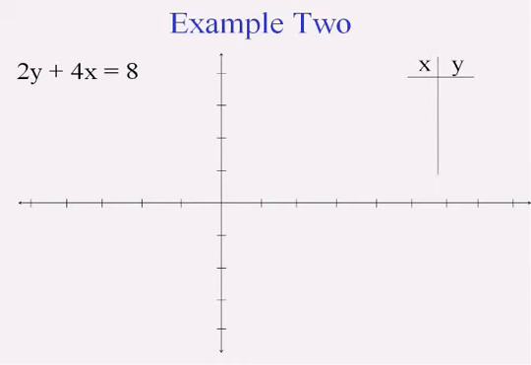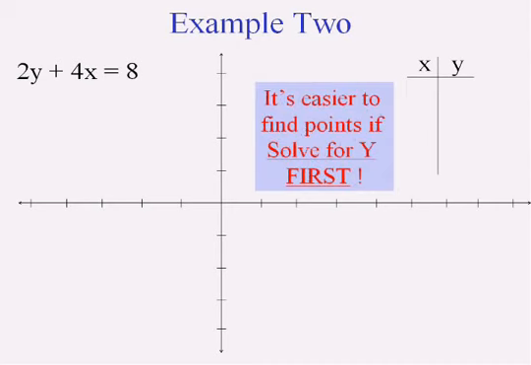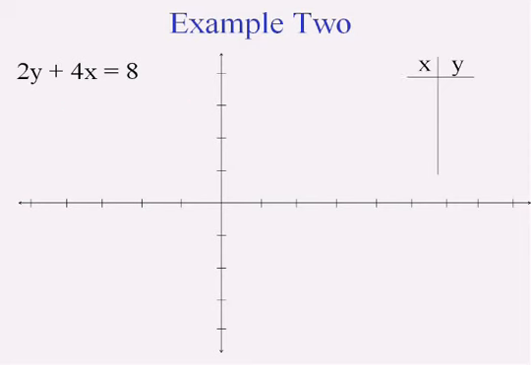You're going to make your chart and begin by solving for y first. Did you see that 4x is keeping y from being alone? So I'll subtract 4x from both sides. And I'll get 8 minus 4x. Now, who's keeping y from being alone? 2. So I'll divide by 2.